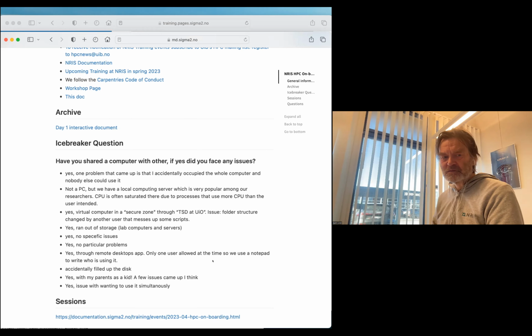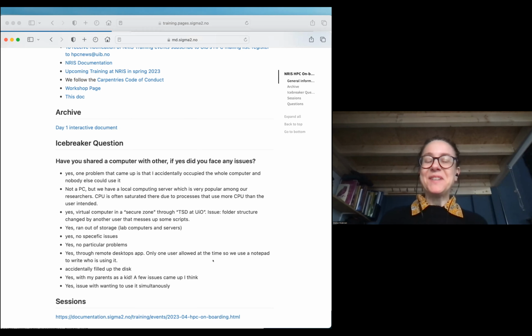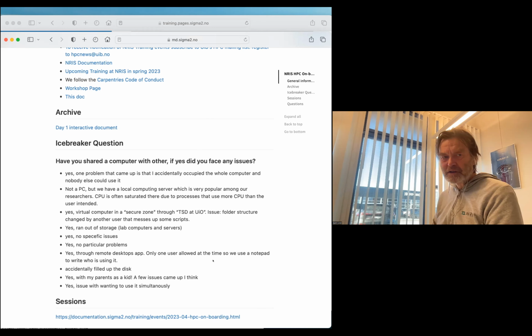Okay. Somebody shared the computer with my parents as a kid. Then a few issues came up, I think. Yeah, probably. But this is actually a good example of permission issues. That's something that one can control on HPC systems also. Who has permission for what? That's right.